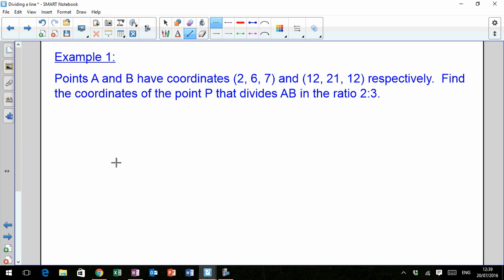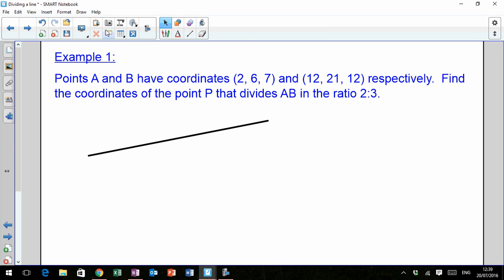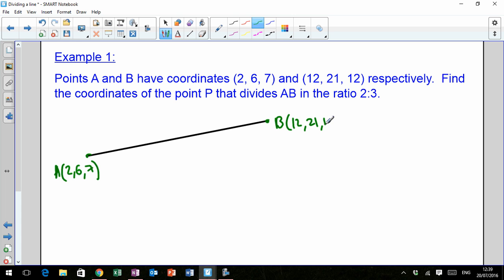Okay, so we've got a line and we've got points either side. We have A being 2, 6, 7. We have B being 12, 21, 12. And we want to know the point P that divides AB in the ratio 2 to 3. So there's two parts here and there's three parts here.